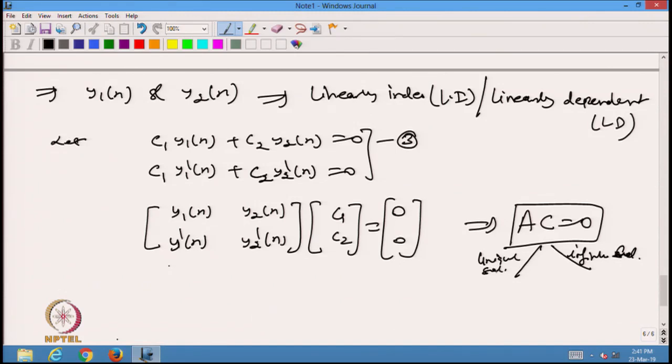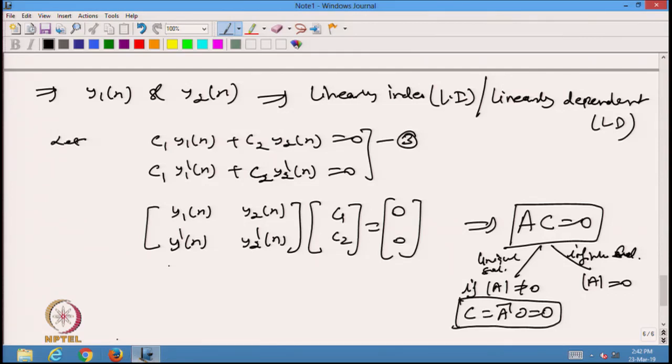A unique solution will exist in this case if A is non-singular. If A is non-singular, I can take its inverse, and in that case C will be A inverse times 0, which is 0. So for the unique solution, this is the only trivial solution. If the determinant of A is equal to 0, then in that case we may have infinitely many solutions.